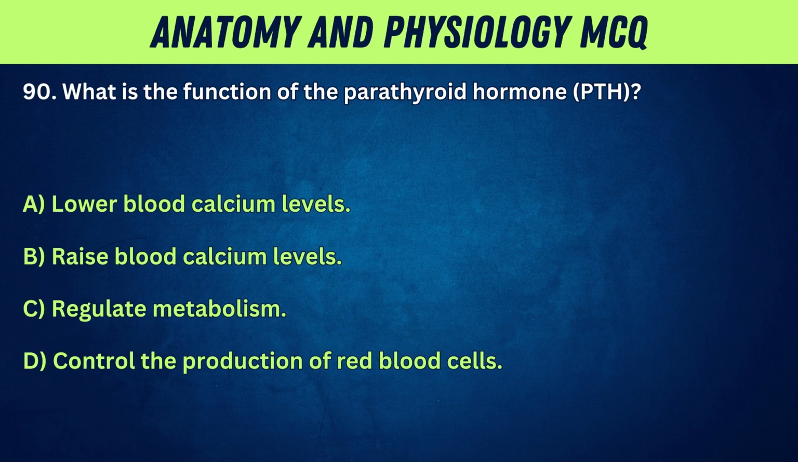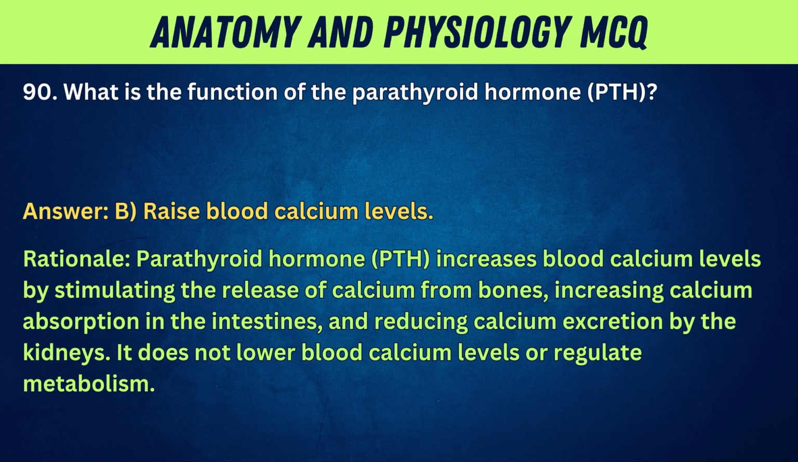90. What is the function of the parathyroid hormone, PTH? A. Lower blood calcium levels. B. Raise blood calcium levels. C. Regulate metabolism. D. Control the production of red blood cells. Answer: B. Raise blood calcium levels. Rationale: Parathyroid hormone, PTH, increases blood calcium levels by stimulating the release of calcium from bones, increasing calcium absorption in the intestines, and reducing calcium excretion by the kidneys. It does not lower blood calcium levels or regulate metabolism.